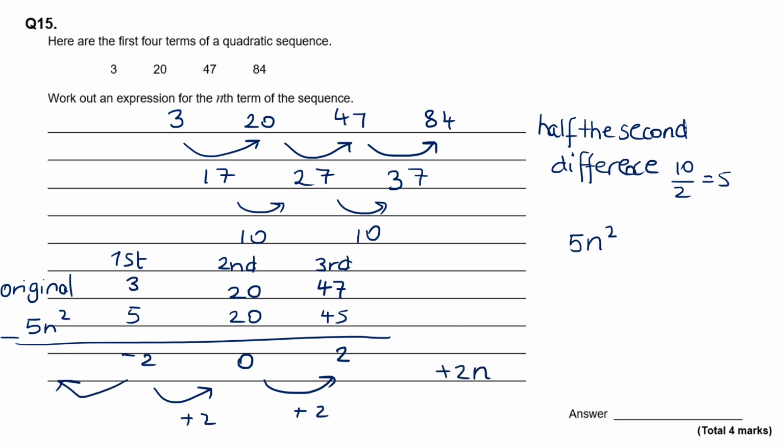Go back and find the 0th term. Let me just use a different colour for this so we don't get confused. The 0th term, taking away 2 from it, is going to be negative 4.